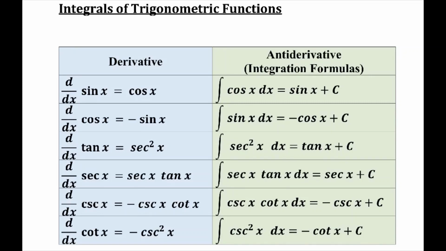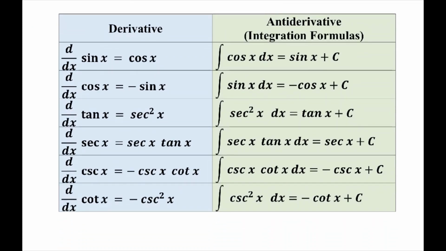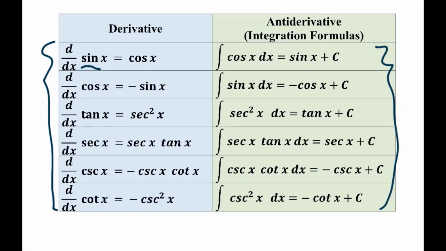Hello everyone. In this video we will learn the integrals of trigonometric functions. Now we know that the derivatives of the trig functions are here. The antiderivative or the integration is going to be the opposite. So the derivative of sine x is cosine x. If I go backward, the integration of cosine will be sine, don't forget plus constant.